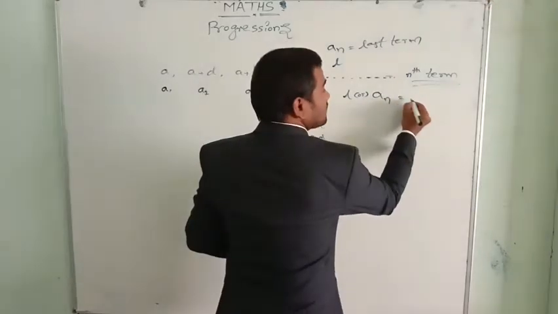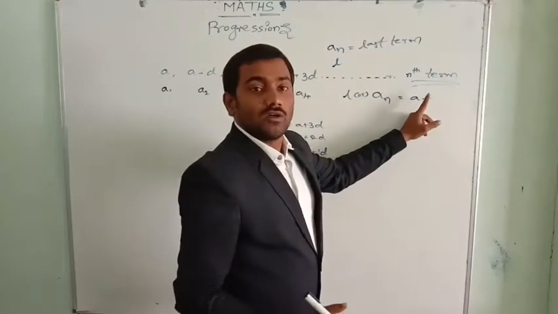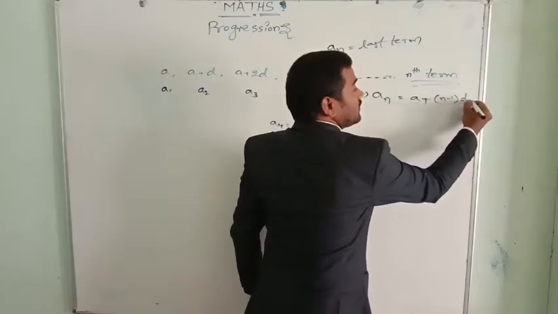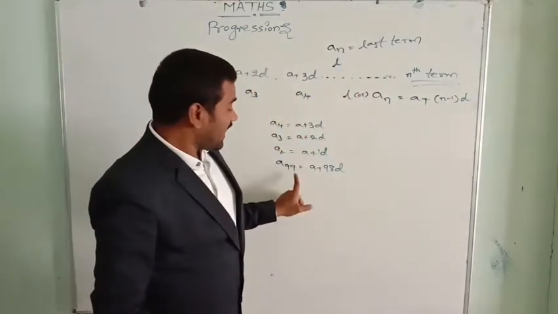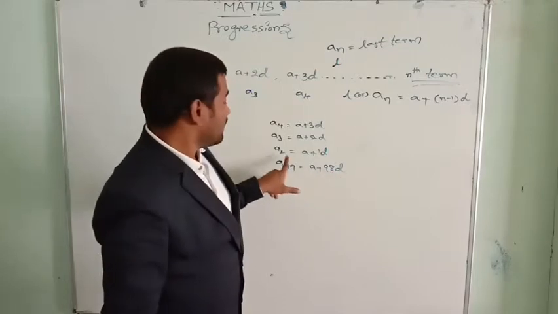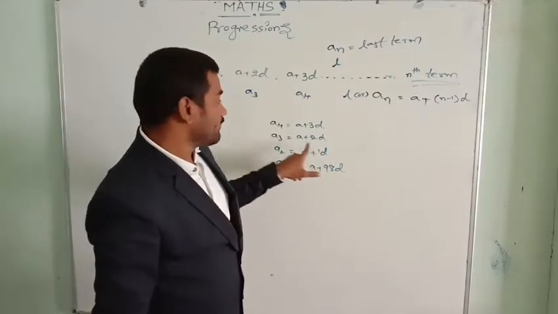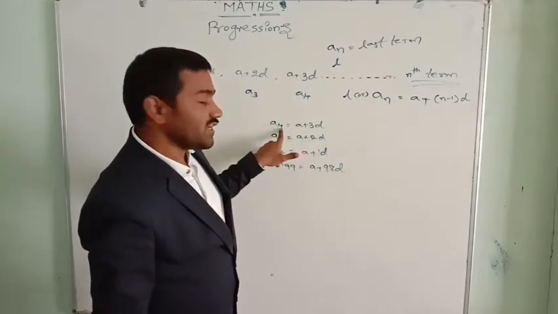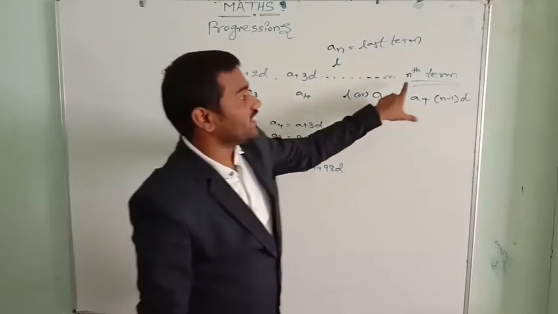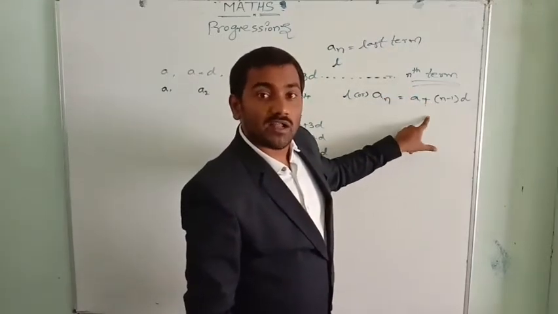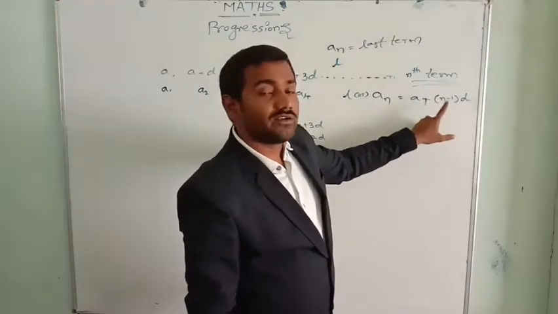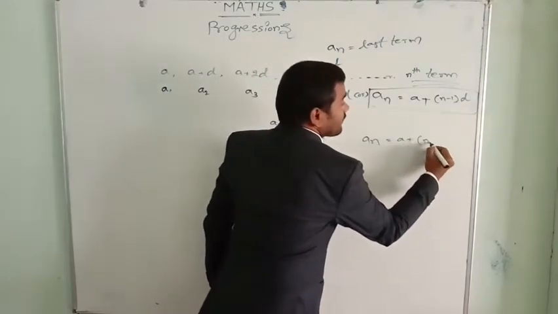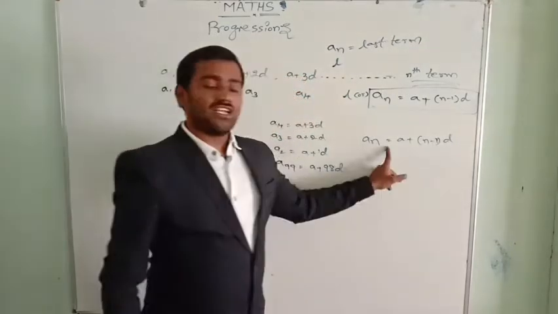In the nth term, a, the first term, is common. So how much do we need to add? For n terms, it is n minus 1 into d. Here it is 99: 99 minus 1 is 98, into d. If it is 2, 2 minus 1, 1 into d. Here a3: 3 minus 1, 2d. Here 4: 4 minus 1, 3d. In the same way, for the nth term, an equals a plus n minus 1 into d. So this is the formula, children, to find the nth term of an arithmetical progression.